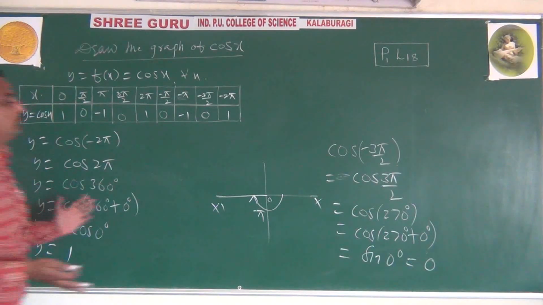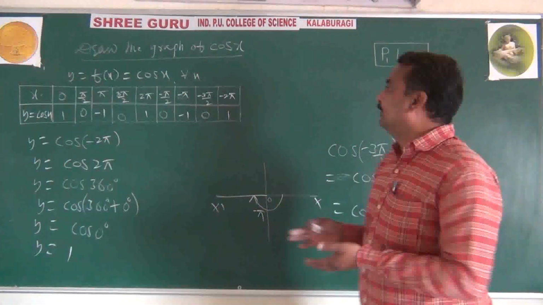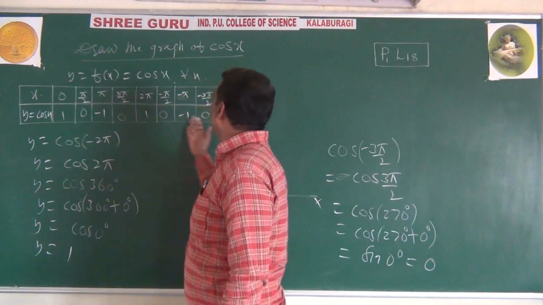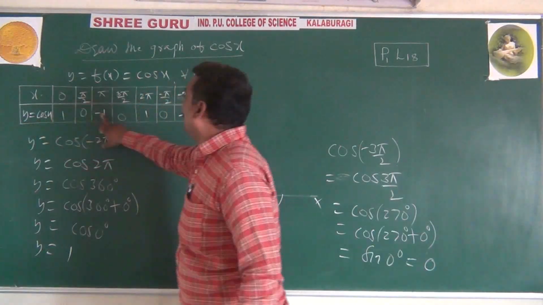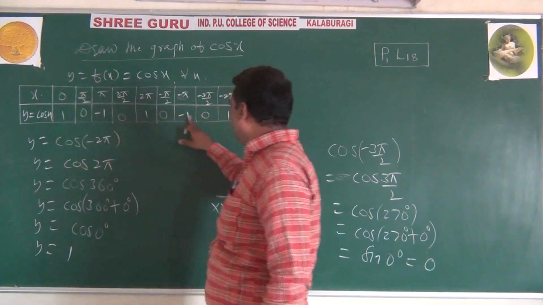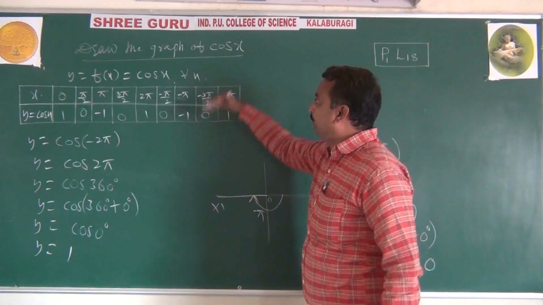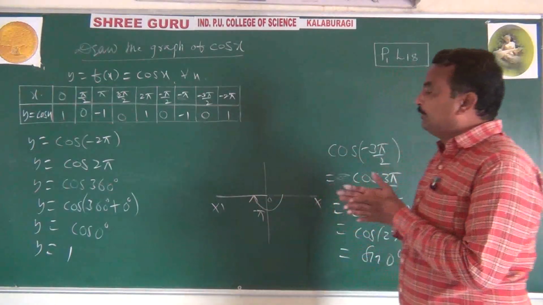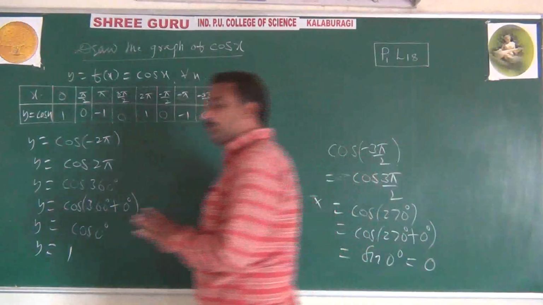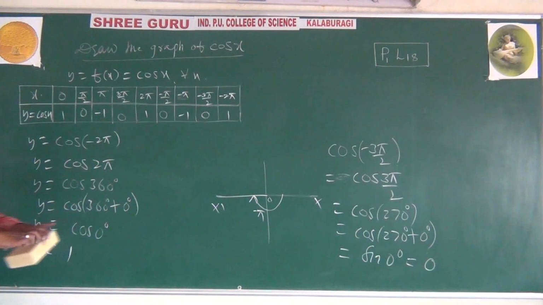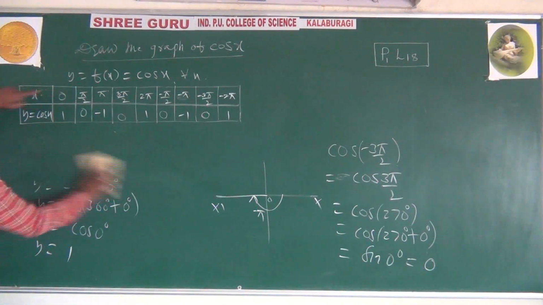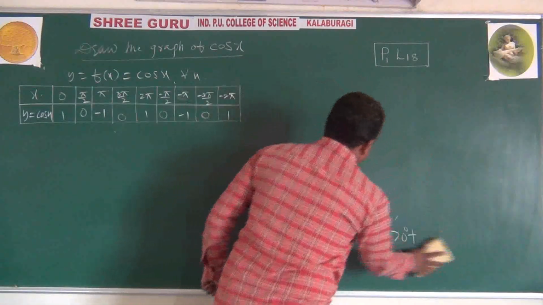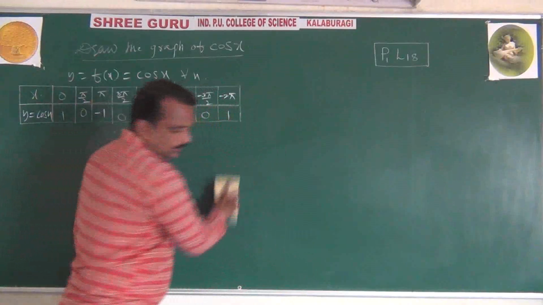So here, in the table we have calculated for cos x, the y values oscillate between plus 1 and minus 1 only. This is similar to sin x. Both sin x and cos x have the same values, but they differ here: the sin x graph passes through the origin, but the cos x graph does not pass through the origin.